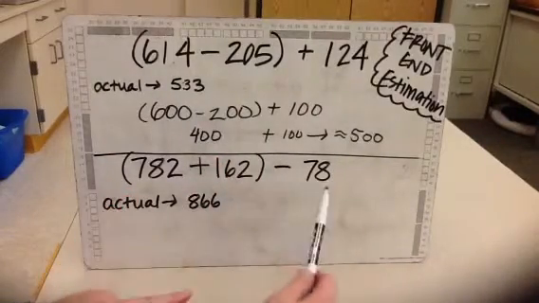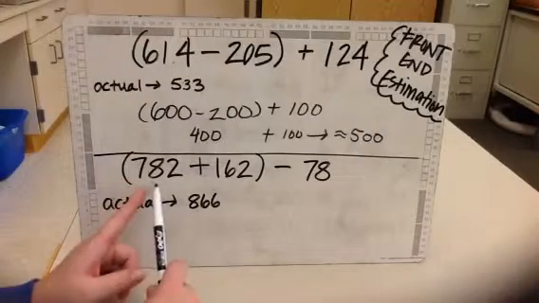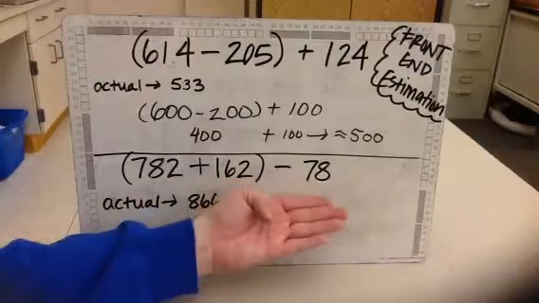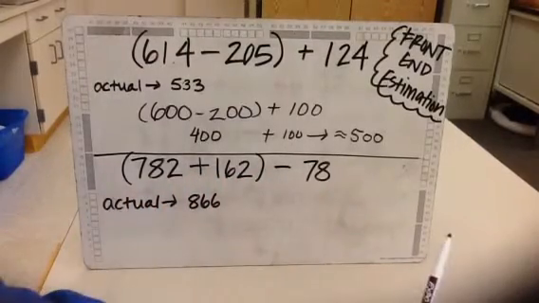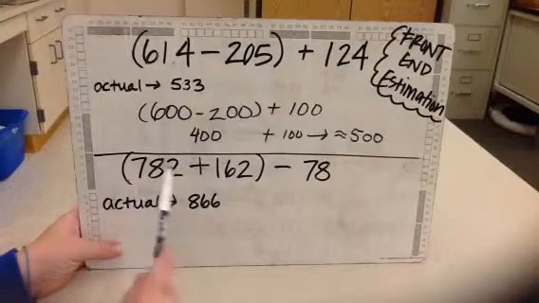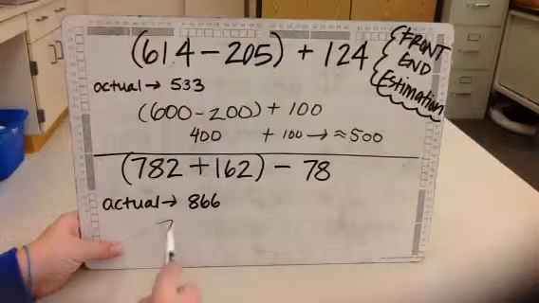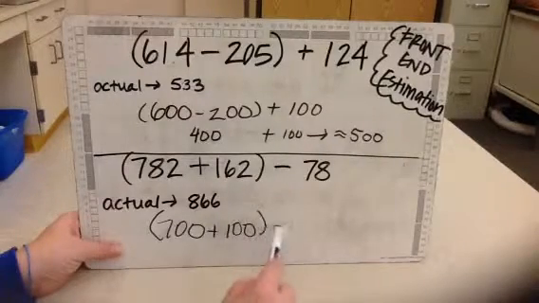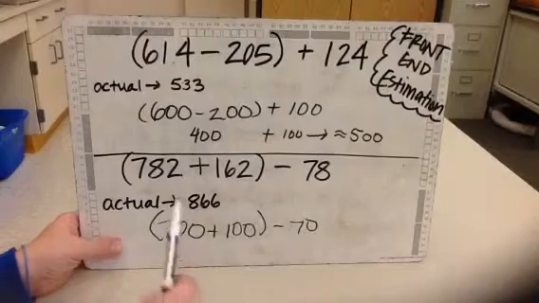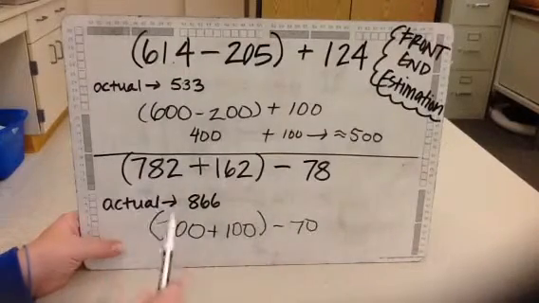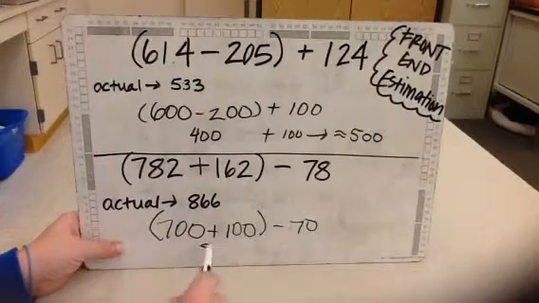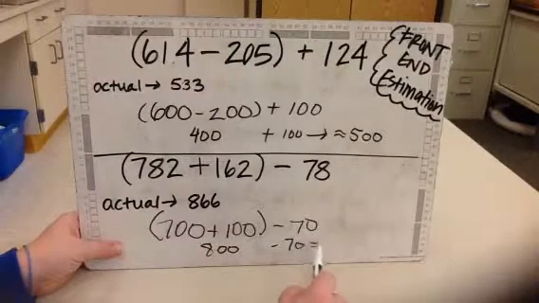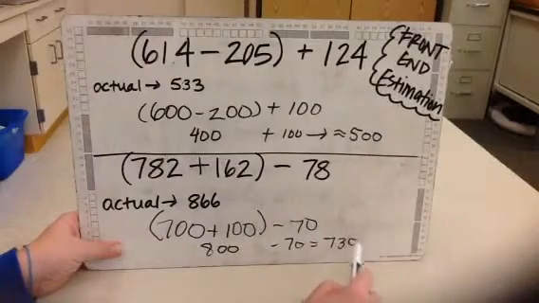Now let's look here at this number story. Here I have maybe 782 cars in the parking lot, 160 more come, and then 78 leave. So how many cars are in the parking lot? So if I front-end estimate here by using only the front digits, I'm doing 700 plus 100, and then I'm subtracting 70. So I've used the front digit only. So here 700 plus 100 is 800. And then if I subtract 70, that leaves me with 730 cars.